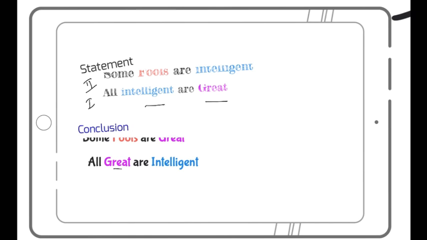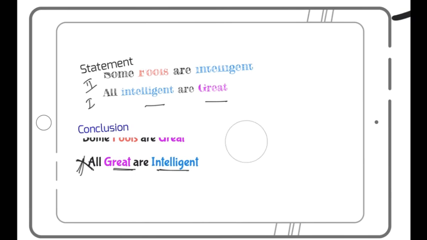See, this will not follow. All A are B does not mean all B are A. Right? All A are B does not mean all B are A. So surely I know this will not follow, because all intelligent are great does not mean all great are intelligent. If you're confused with this, see how we derived this in the earlier video on type 1. Now, since we have seen the individual statements, what do we do? We combine the statements. So let's combine them.